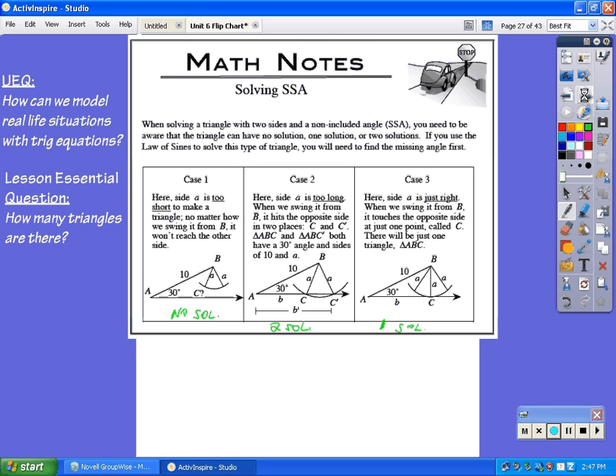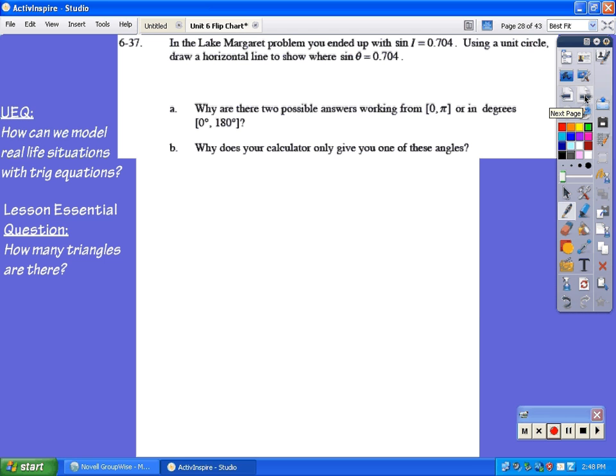Good to know. All right, Lake Margaret problem ended up with a sine of 0.704. Using a unit circle, draw a horizontal line to show where sine of theta equals 0.704. Okay, there's a little review problem here. So if we know that the sine of theta equals 0.704, it says use a unit circle. So first of all, sine's positive. This is a positive number. So we're talking about quadrant 1 and quadrant 2. So 0.704 is right about here. So we're looking for those two angles.